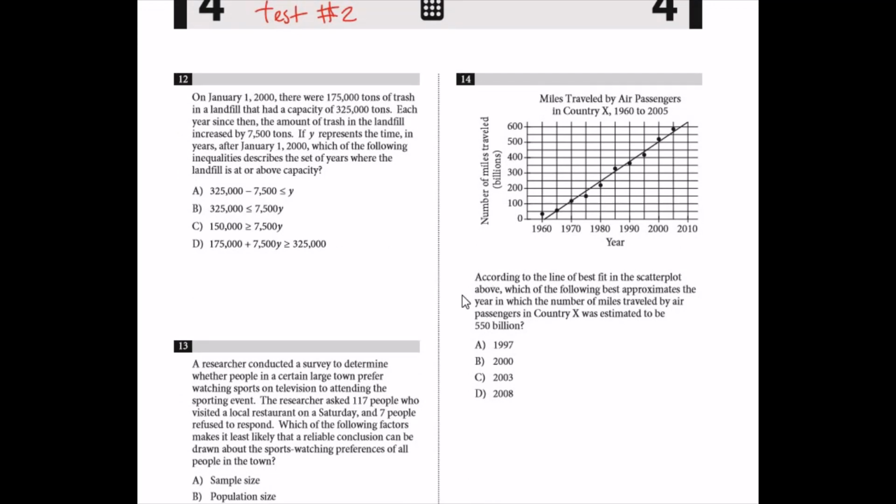Question number 12. On January the 1st, 2000, there were 175,000 tons of trash in a landfill that had a capacity of 325,000 tons. Each year since then, the amount of trash in the landfill increased by 7,500 tons. So this is going to be our slope because it increased by that number every year. If y represents the time in years after January the 1st, 2000, which of the following inequalities describes the set of years where the landfill is at or above the capacity?